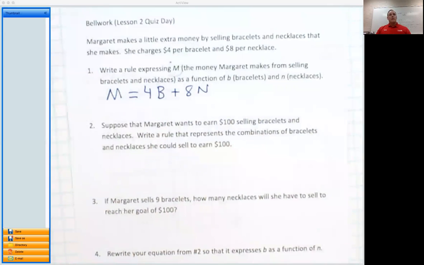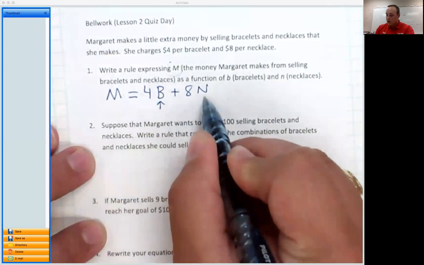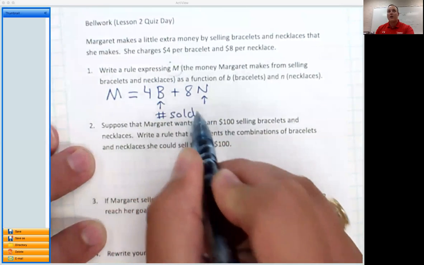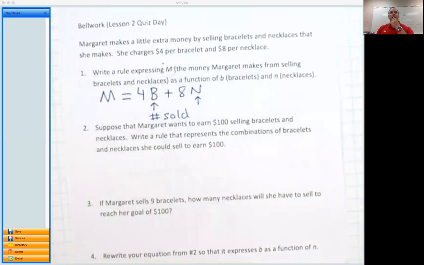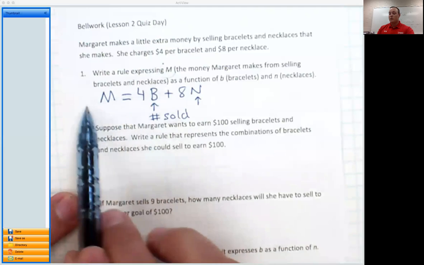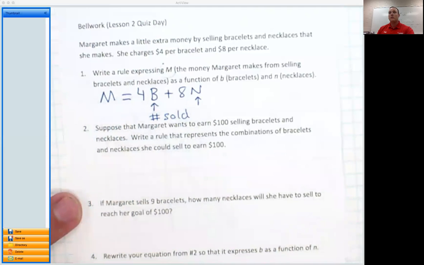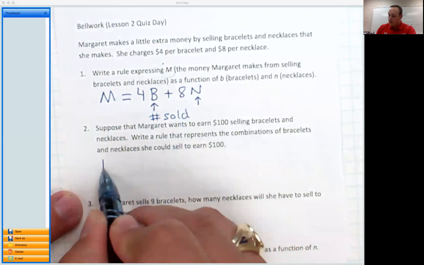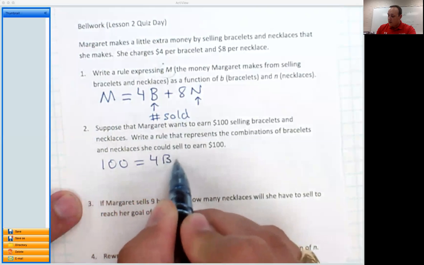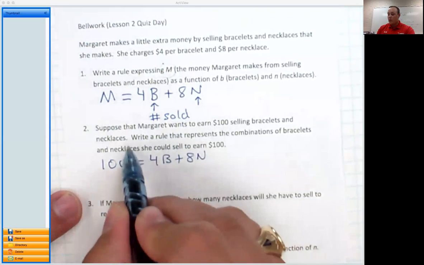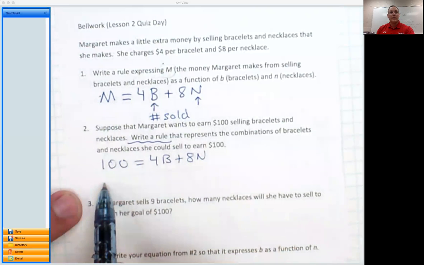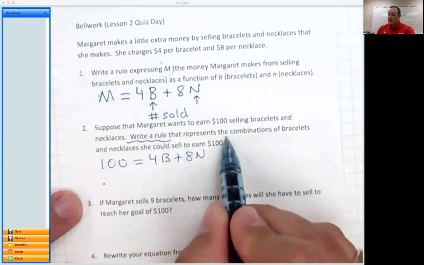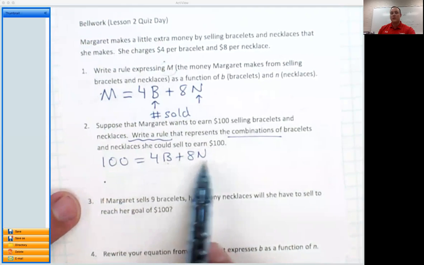Very good. Because these always represent the number sold of that specific amount. Suppose she wants to make $100. How could we modify that rule to represent the fact that she wants to make $100? You'd have to find out how many bracelets and necklaces she would have to sell to make $100. Yes, so I'm talking about modifying this rule. How would I incorporate 100 into that rule? 100 would be m. Very good. 100 equals 4b plus 8n. So you always have to look for the verb, write a rule. So we're just starting with this rule and we're modifying it. Because this represents the combinations of bracelets and necklaces. So we could plug in different numbers that would equal 100.